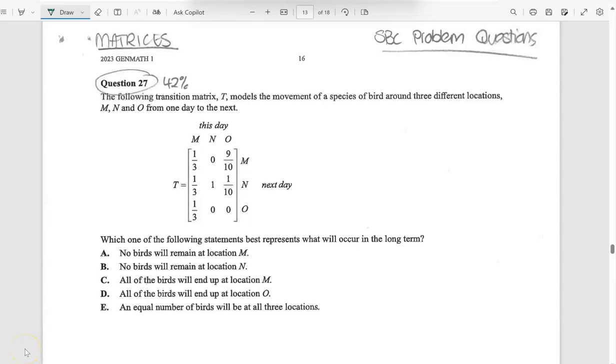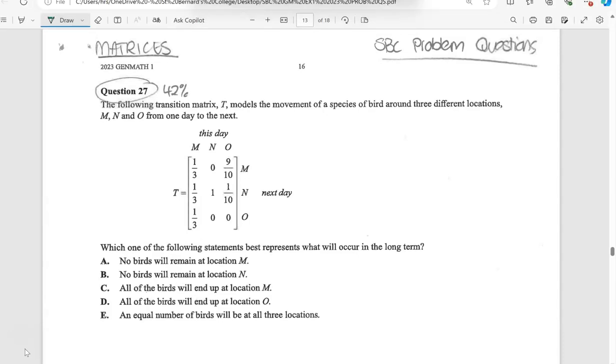So we're up to matrices. Question 27. The following transition matrix, T, models the movement of a species of birds around different locations, from M to N and O the next day.